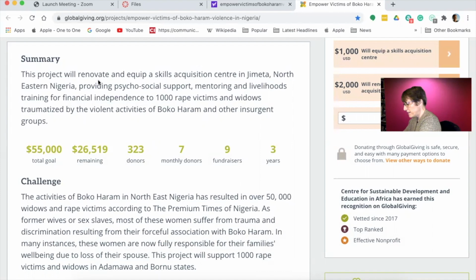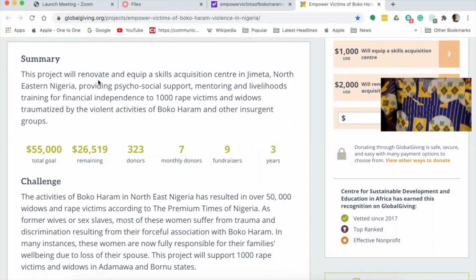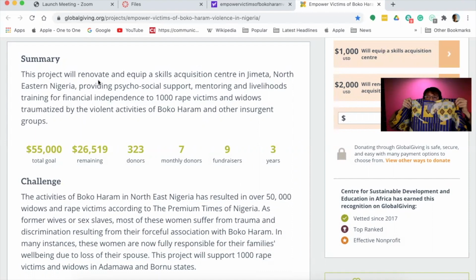They make shirts and blouses, and these are typical types of things that people wear in Nigeria. They wear these outfits. They're very colorful, and I have a lot of those. Those are the things that they make in the sewing projects, and you can see more of the things that they've made on the website.